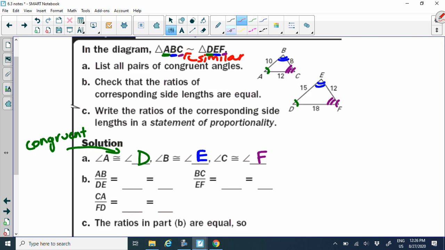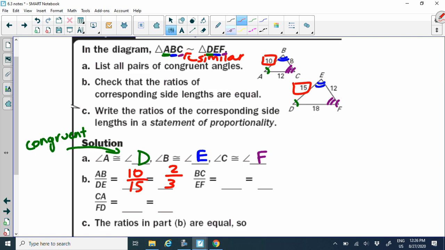So let's look at AB. I'm going to use shapes here. AB is 10 and DE is 15. Now make sure you simplify if you need to. So we have to think what number goes into 10 and 15. That's going to be 5. 10 divided by 5 is 2. 15 divided by 5 is 3. So we got 2/3.